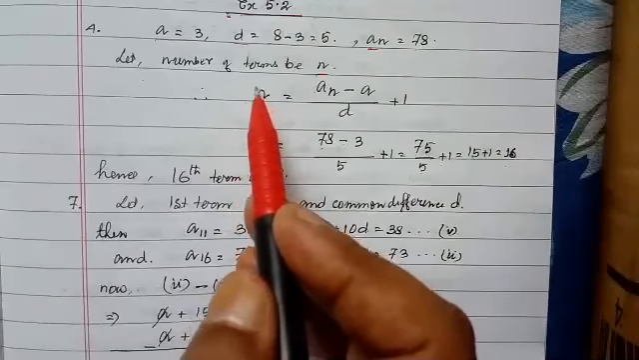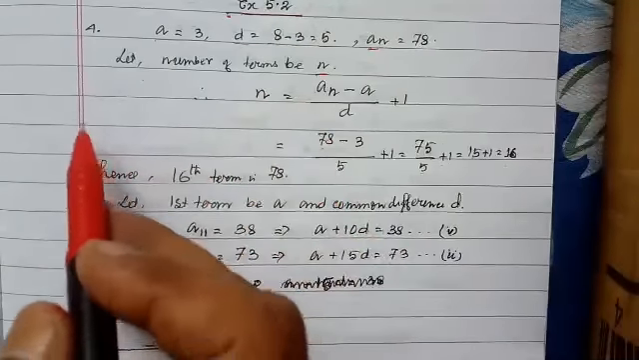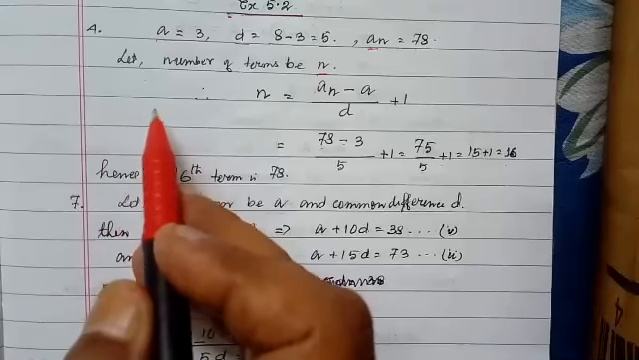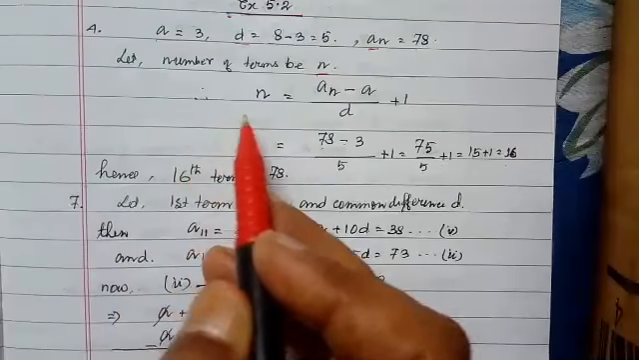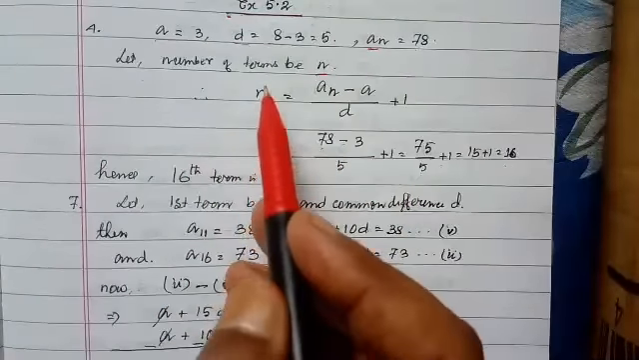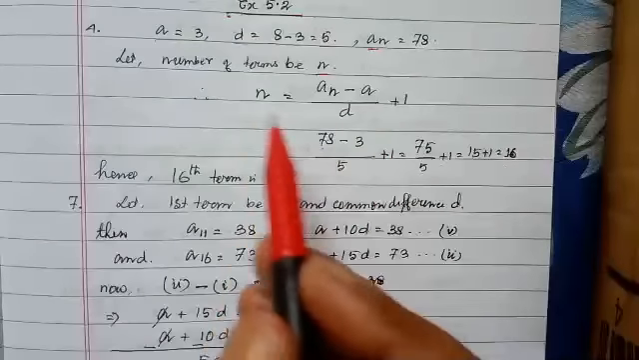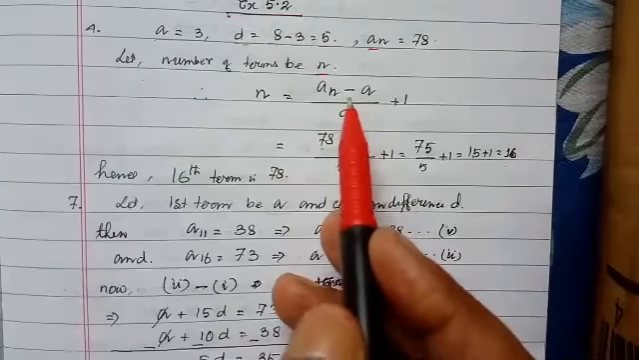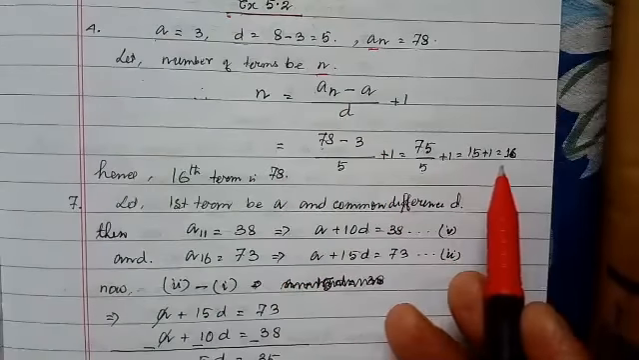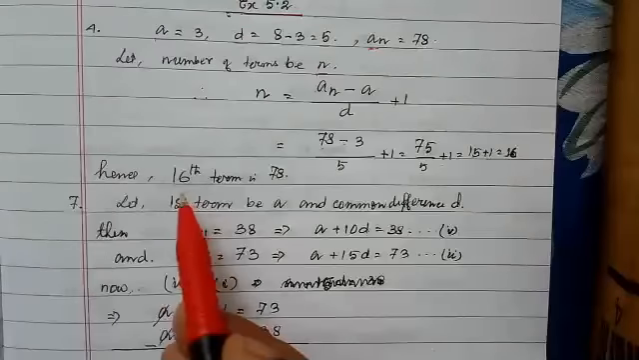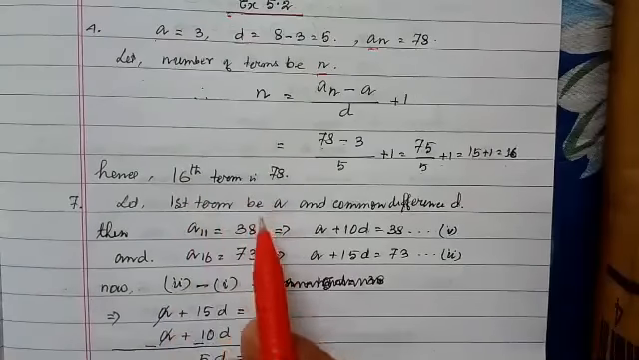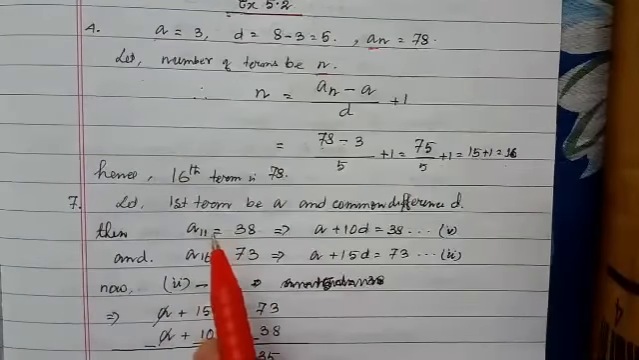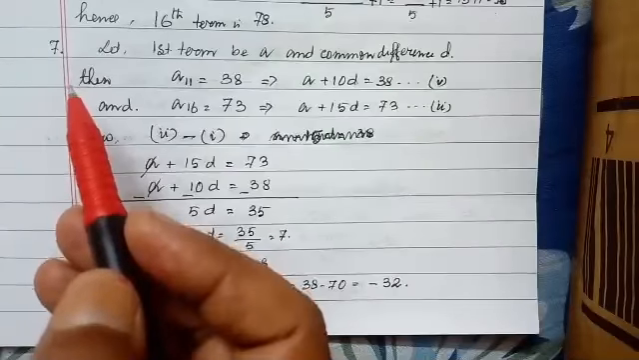I have written the expression for n from an is equal to a plus (n minus 1) into d. Directly I have written the expression for n, and I have put the values of the given terms and calculated this. So we get the 16th term is 78. Now sum number 7.